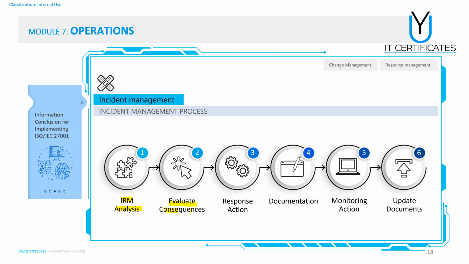Then we have to evaluate the consequences and take the response action. What is the appropriate risk action? After we take the action, we have to document it and monitor it to make sure that it is effective and efficient. And finally, we have to update the incident management documents.